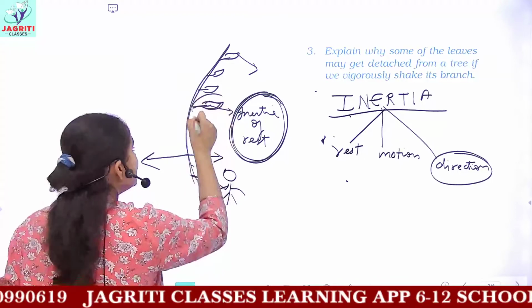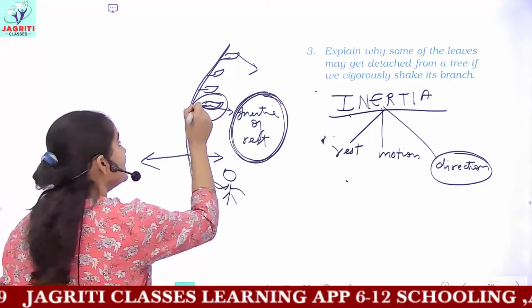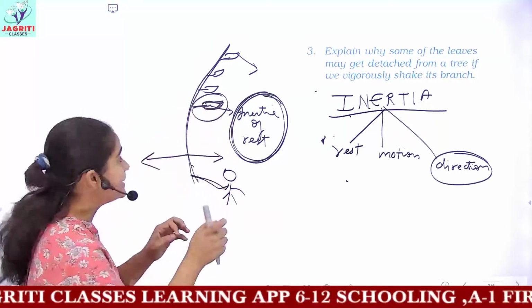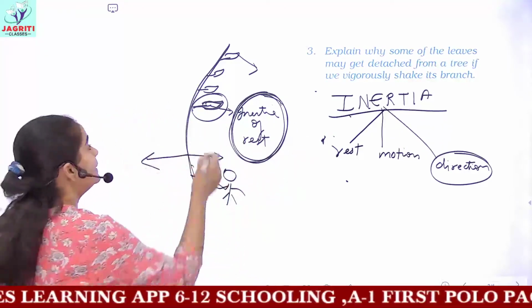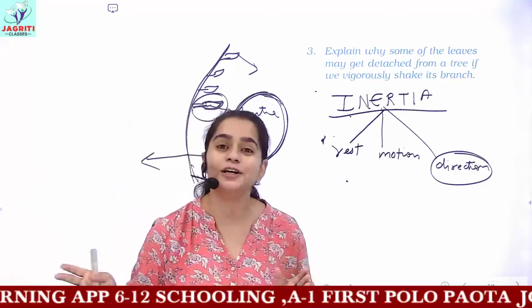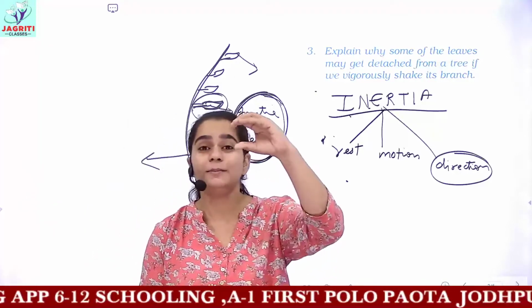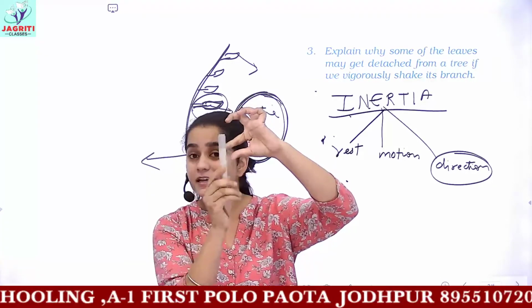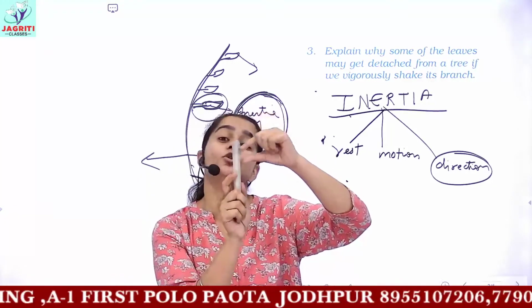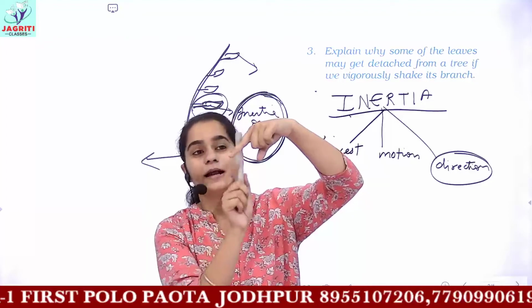But the leaves tend to remain in the same position, and as a result, when the branch moves backward and forward vigorously, these leaves get detached from the branch, because leaves want to remain in the same position. This is your branch, this was the leaf. Now you are shaking the branch, the leaves do not want to come in motion, okay? This is your attached leaf.